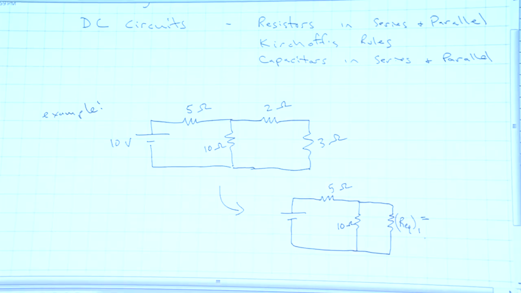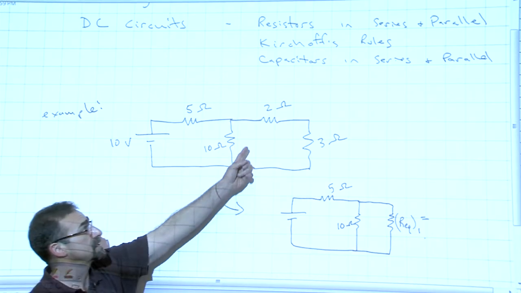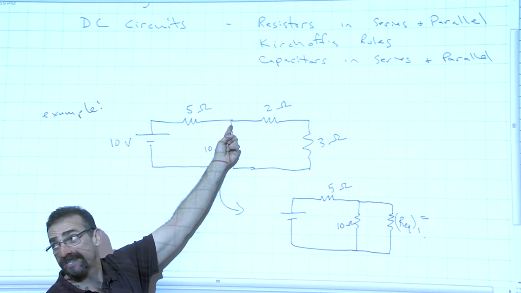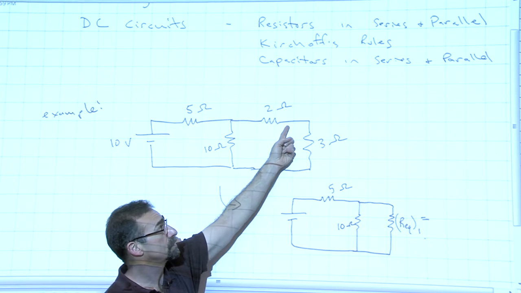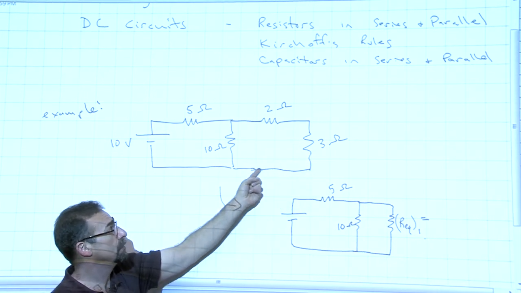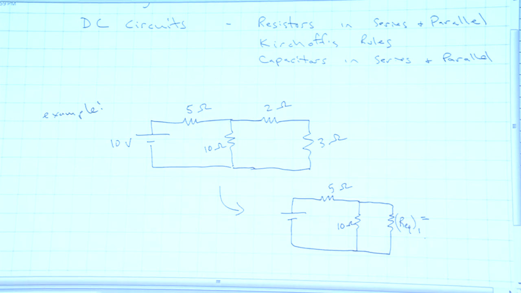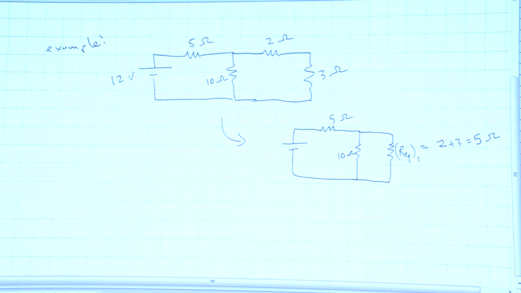So what's the first thing we see? We have two resistors in series out here. Once you get past this junction, all the current that goes through the 2 ohm has to go through the 3 ohm before it gets back to the next junction. So those two are in series, the 2 ohm and the 3 ohm. And what do we do? 12 volts. Okay, now what do?